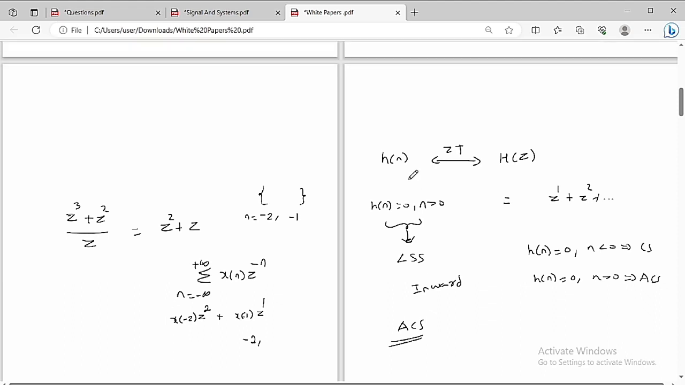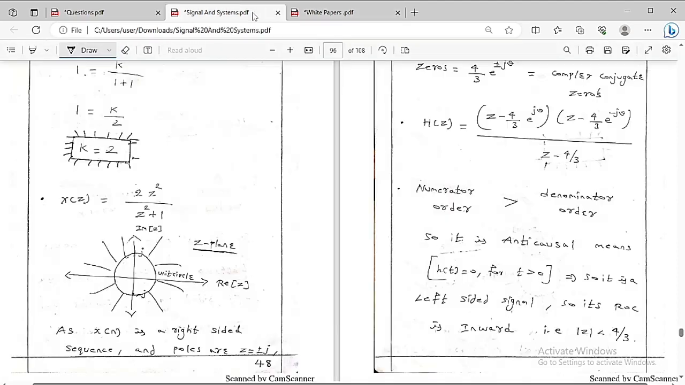So if h of n is equal to 0 for n less than 0, we say it's a causal signal. What is the opposite of this one? If h of n is equal to 0 for n greater than 0, we say it is an anti-causal signal. Same thing we are going to get. So it is a left side signal or anti-causal signal. As it's a left side signal, the ROC is inward.